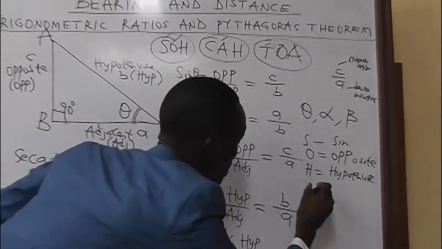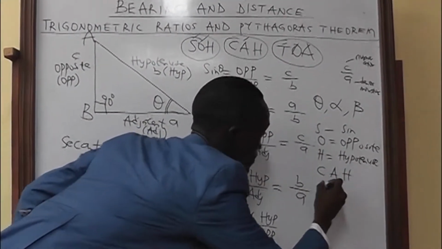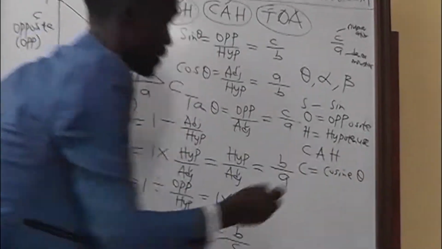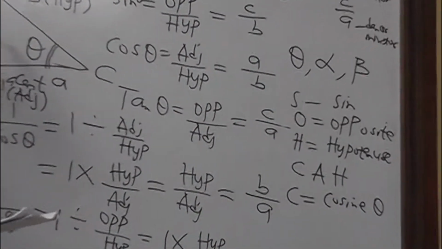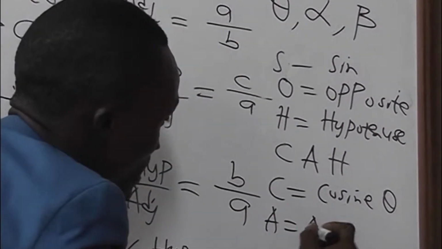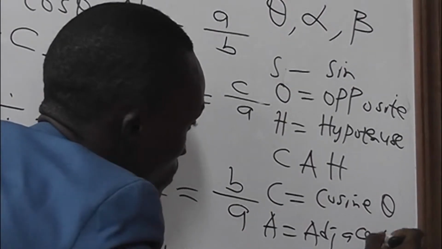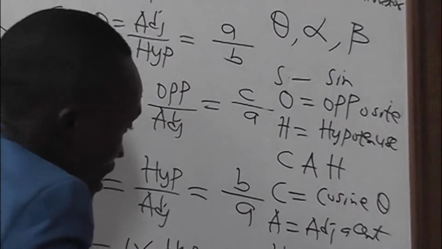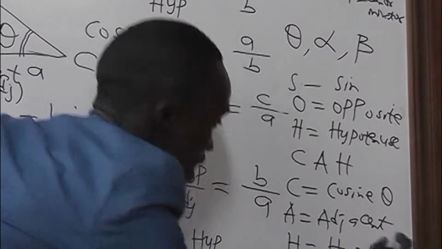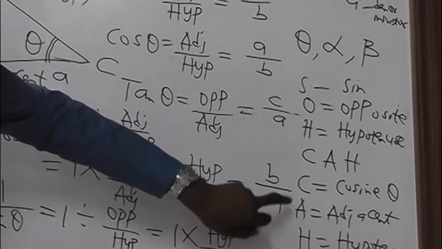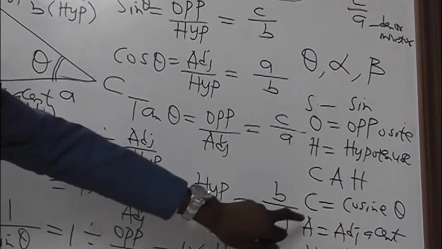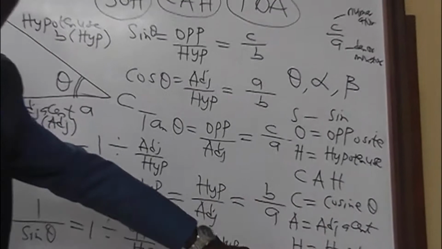Now the other one, we have CAH. From there, C is representing cosine theta. Theta is what we are using to represent the angle. A there is representing adjacent, and H there is representing hypotenuse. Then we call it CAH, which means cosine theta is adjacent over hypotenuse.